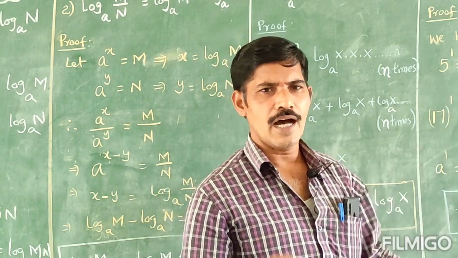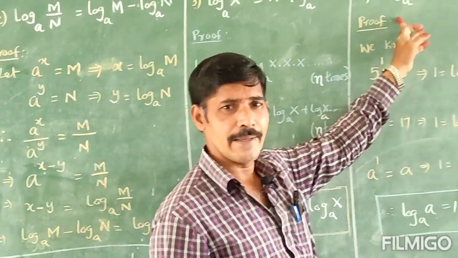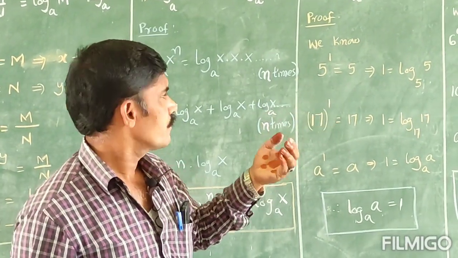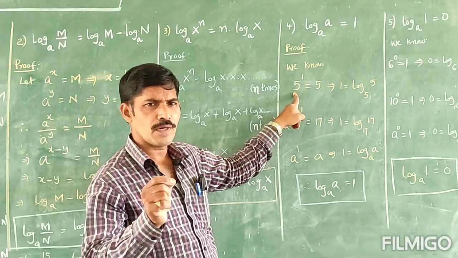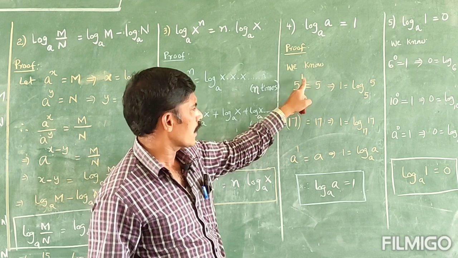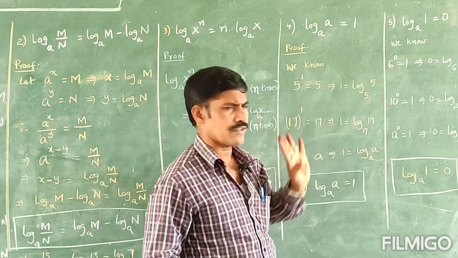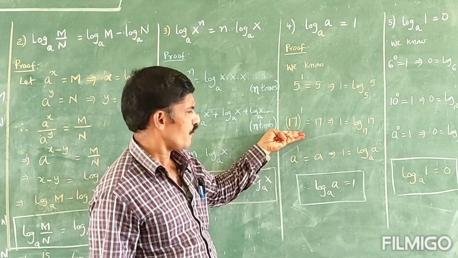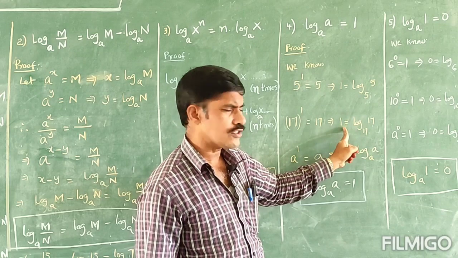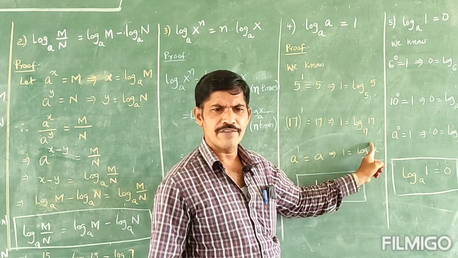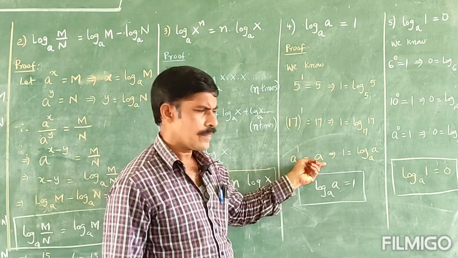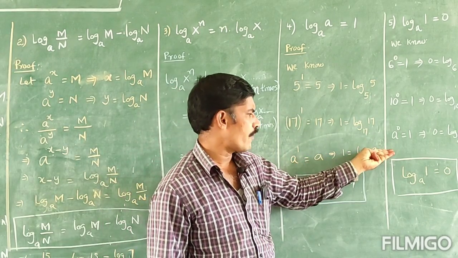It means logarithm of any number to the same base is equal to 1. We are going to prove this. You know, very simple. 5 to the power of 1 is equal to 5. If you write it as a logarithm, you will get 1 is equal to logarithm of 5 to the base 5. Already you know 17 to the power of 1 is also 17. If you write it as a logarithm, you will get 1 is equal to logarithm of 17 to the base 17. Same as above, a to the power of 1 is also a. So you will get 1 is equal to logarithm of a to the base a.